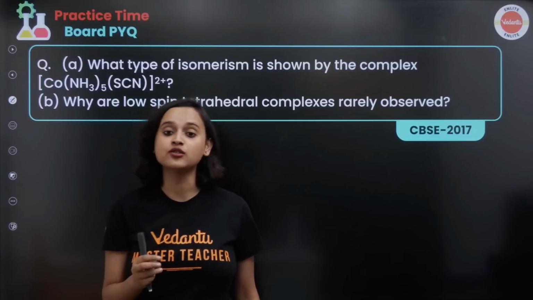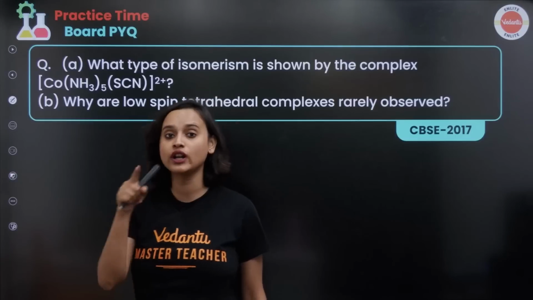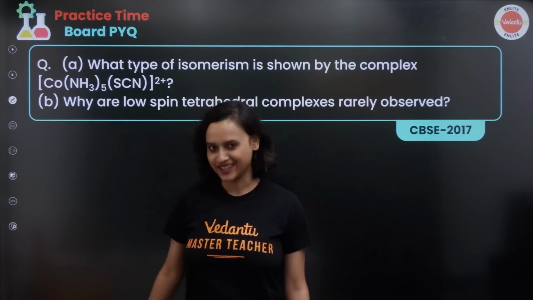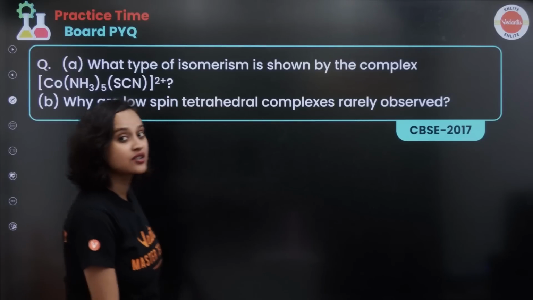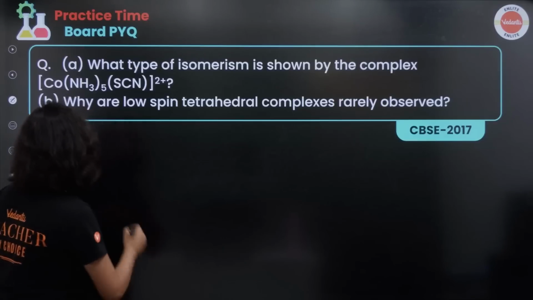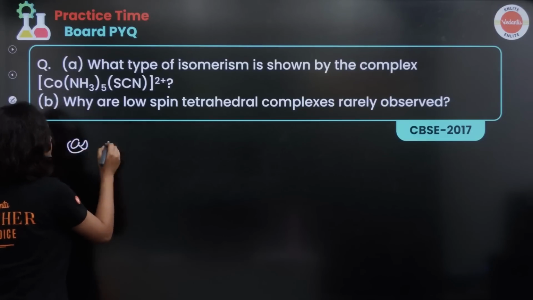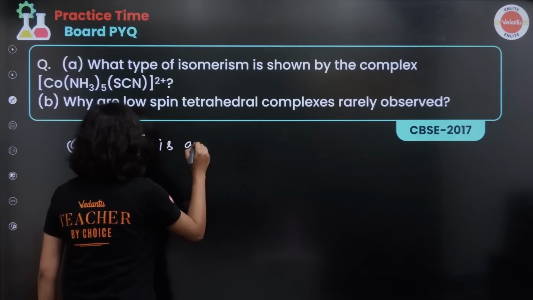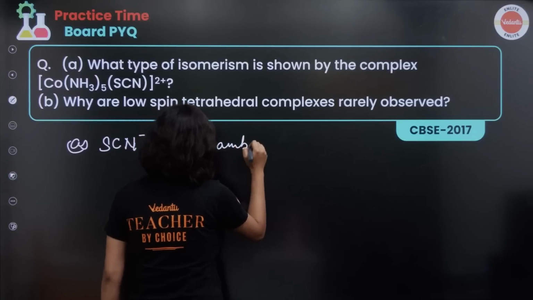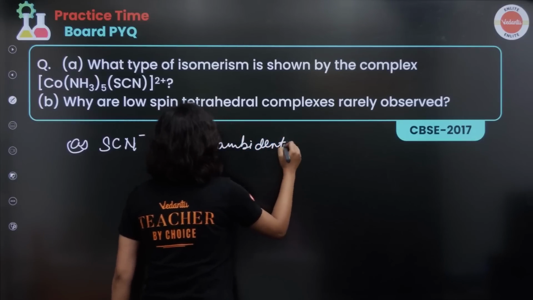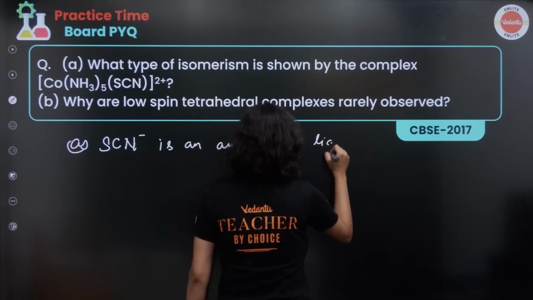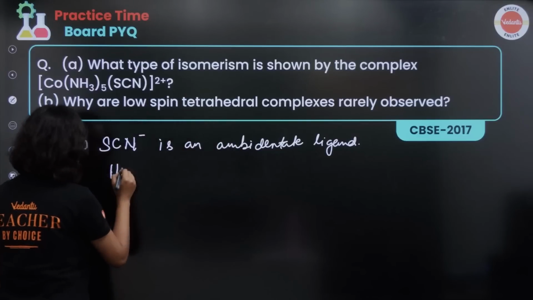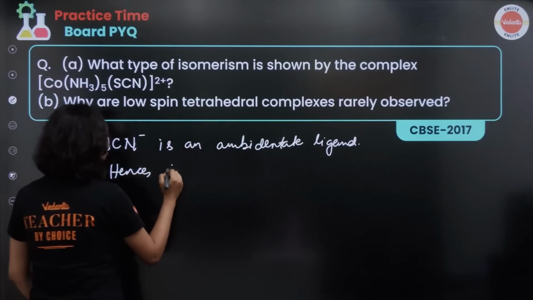Now, what type of isomerism is shown by the complex [Co(NH3)5(SCN)]2+? This is going to be linkage isomerism, right? This is going to be linkage isomerism because SCN is an ambidentate ligand. So let's write it. SCN minus is an ambidentate ligand. Hence, linkage isomerism.